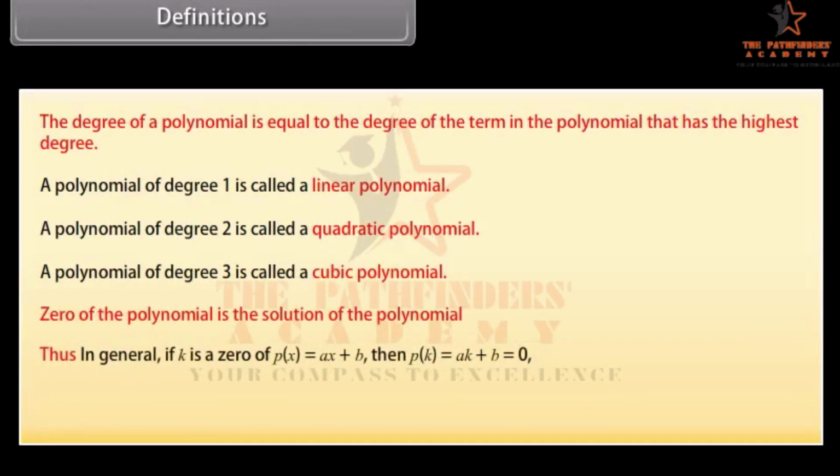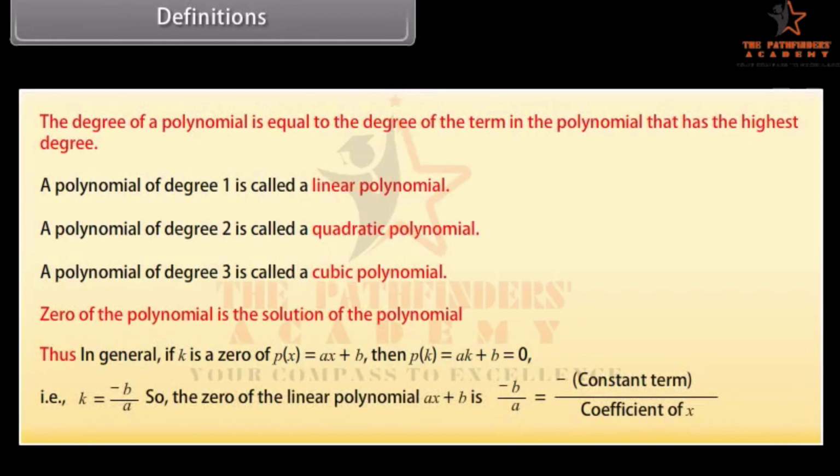Thus, in general, if k is a 0 of p(x) which is equal to ax plus b, then p(k) is equal to ak plus b, which equals 0. That is, k is equal to minus b upon a. So the 0 of the linear polynomial ax plus b is minus b upon a, which equals minus constant term upon coefficient of x.